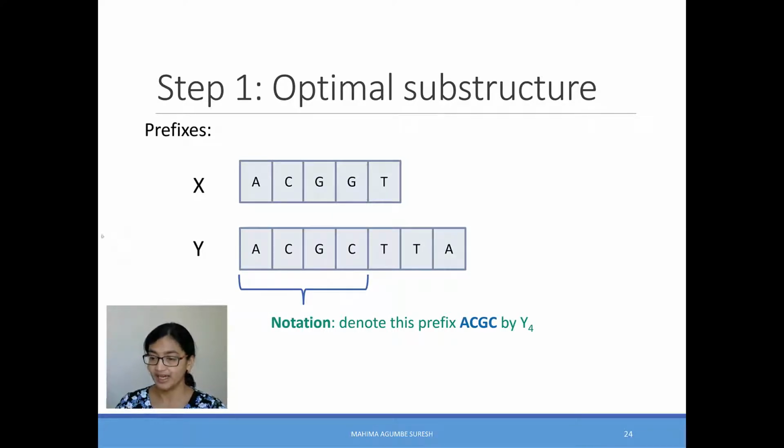So right now we have, let's say, 2 strings, and let's use some notation to help our formulation. The notation is using this subscript here. If we say y subscript 4, that denotes a prefix of the string y, or a substring. That's actually a substring, not a subsequence. It starts at the beginning of the string and ends at this particular index here. Remember, we are indexing from 1. So y4 means you are looking at the first 4 characters of the string.